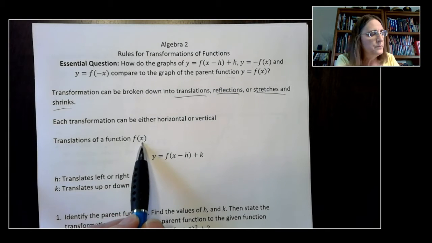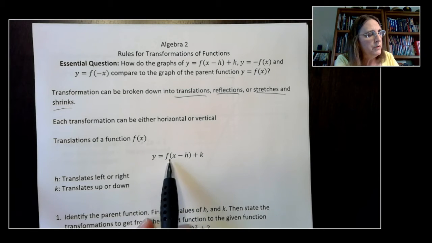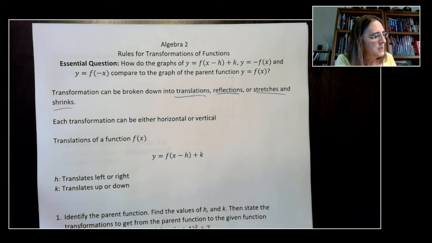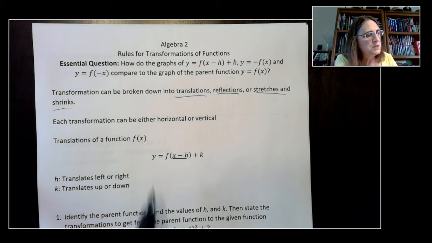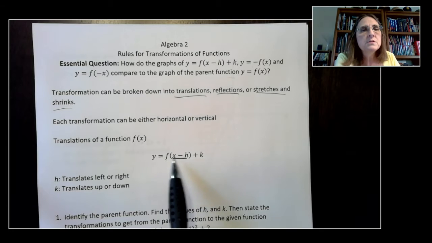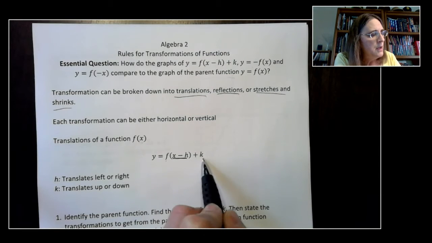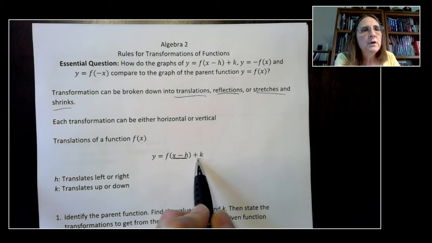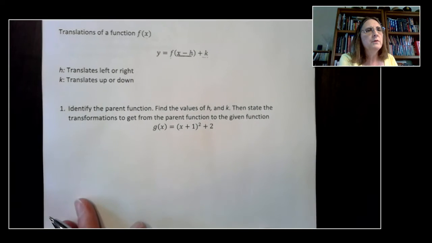Translations of a function, either horizontal or vertical, are contained in this equation. We have y equals f of quantity x minus h plus k. The part inside the parentheses that's done to the x before the function operation is applied is a horizontal translation. It will move it left or right depending on the value of h. K is our vertical translation, and it will move it up or down depending on the value of k. So let's look at an example of that.